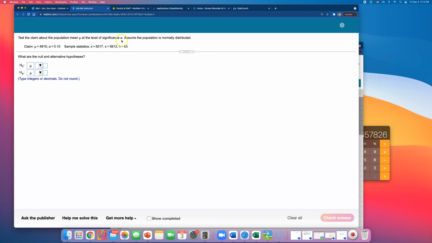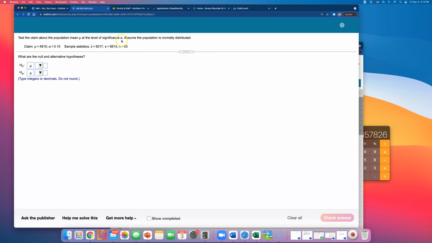Let's find the standardized test statistic T. So we are using T-stat, and you know why? Because they gave you lowercase s. That's sample standard deviation. That's what we get when we don't have what we really want, like the population standard deviation. If you don't have that, we have to use T-stat.